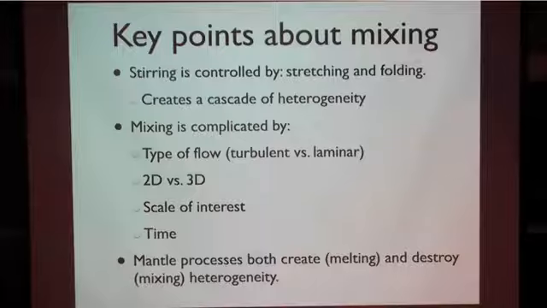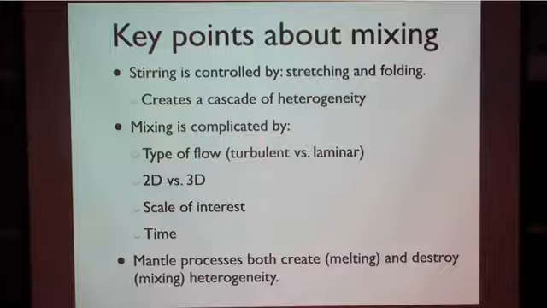Okay, I think I'm close to the end of time. I haven't kept track. So we talked a little bit about the motivation for understanding mixing and stretching. We mentioned that stirring, which is really the operative process, is controlled by stretching and folding, and that knowing where that stretching and folding is and how much of it there is in the mantle is going to really determine how much mixing there is. That stretching and folding creates a cascade of heterogeneities of multiple scales, giving a kind of marble cake structure to the mantle, which was something we can probably observe.